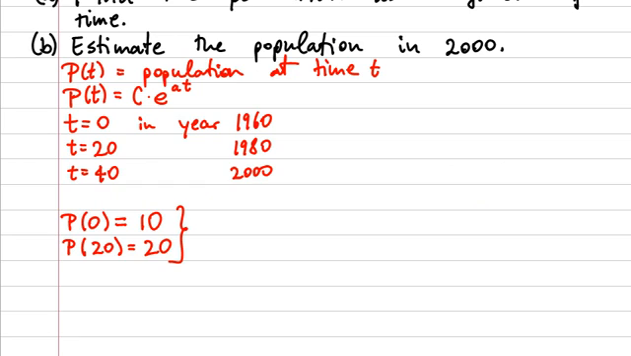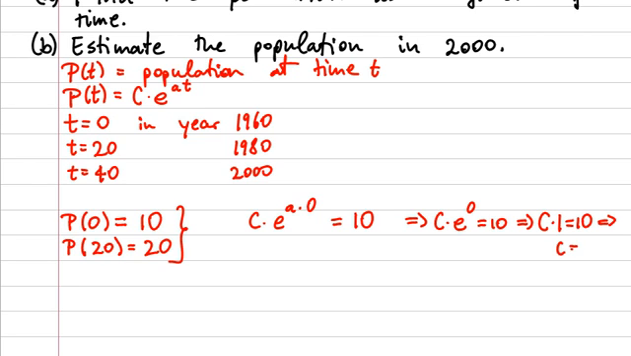We'll plug in 0 in the expression for the population. We'll have c times e to the a times t, but t is 0, so that equals 10. So this is c times e to the a times 0. Any number times 0 is 0, so this is e to the 0 equals 10. But e to the power of 0 is 1. Any number to the power of 0, except 0, is 1. So this is c times 1 equals 10, which means we have found our c. C is equal to 10.